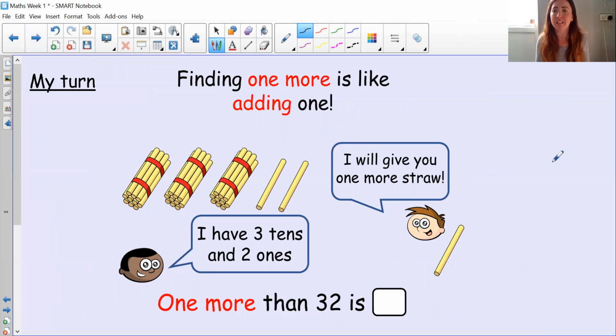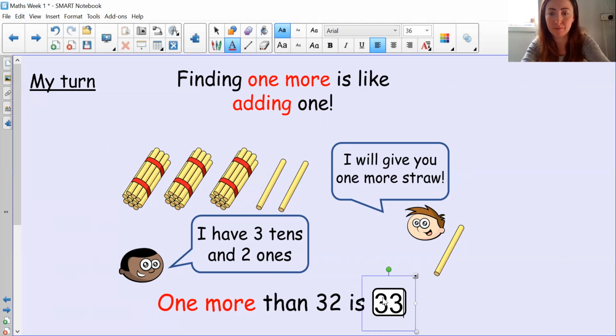So finding one more is like adding one. Here we've got a couple of friends. One is saying, I have 3 10s and 2 ones. And then he is saying, I'll give you one more straw. He's going to add one straw to the 3 10s and 2 ones. So one more than 32 is, I didn't count them, it is 32 though, 10, 20, 30, 31, 32. And then one more is 33. One more than 32 is 33, the number that comes after.